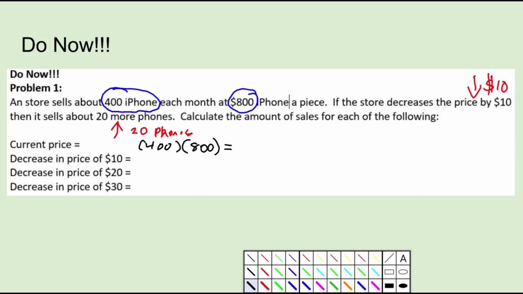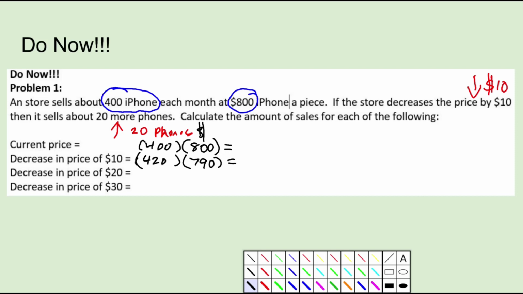But now let's use the same logic that they told us in this problem. They said if we decrease the price by $10, so I'm going to put a little dollar sign here, the 800 is now going to be down to 790. So they're going to decrease the price to 790. Well, that told us that the number of phones they sell should go up by 20 phones. So now they should sell 420 phones.